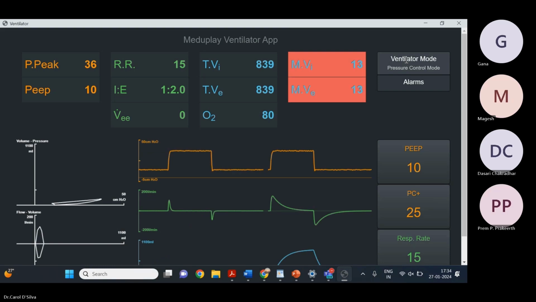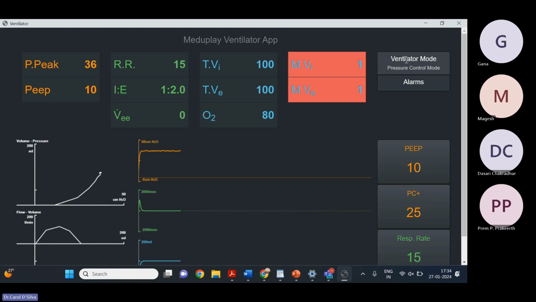Just wait. What has happened? Tidal volume has decreased. Yes. So you all understood? So basically the tidal volume.